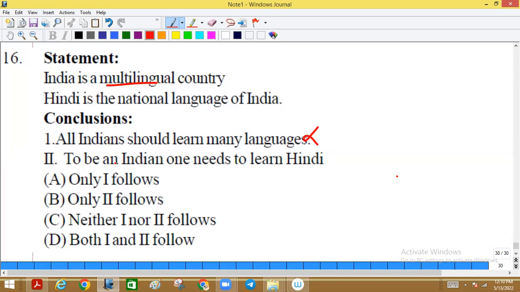Wrong. Conclusion two: to be an Indian, one needs to learn Hindi. Here also he is not saying anything about learning or not learning. He's saying that India has many languages, out of that, Hindi is a national language. To be an Indian, one needs to learn Hindi. Yes or no? No, again, it's also wrong. So your answer is neither one nor two follows.